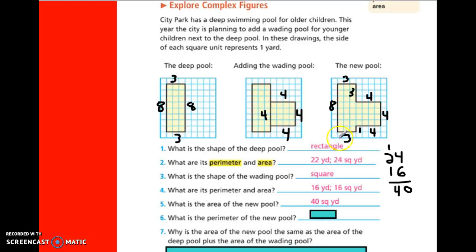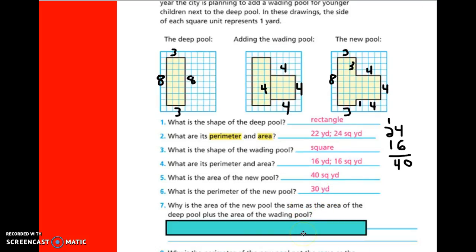So to calculate the perimeter, we've got to add all of these all the way around, which when we add all those all the way around, we end up with the perimeter being 30 yards. It says, why is the area of the new pool the same as the area of the deep pool plus the area of the wading pool? So why was the area of these two the same as if we would have added them together?